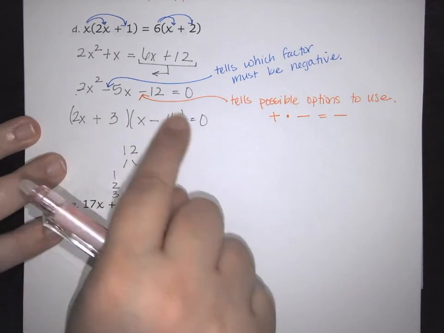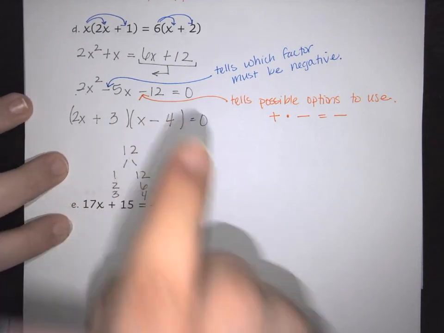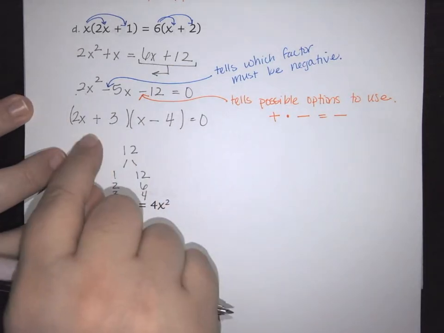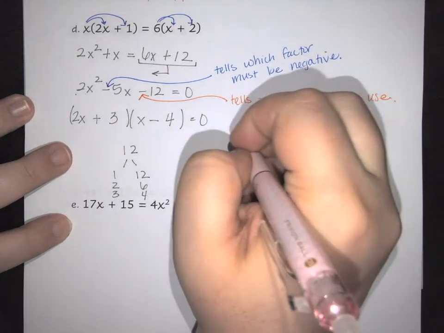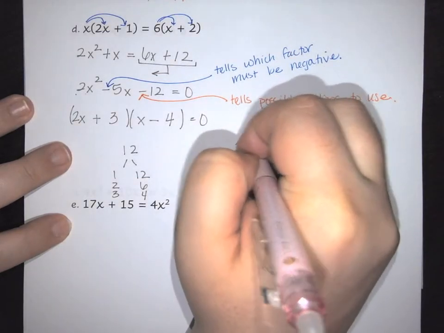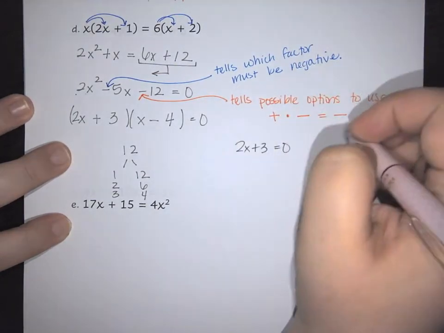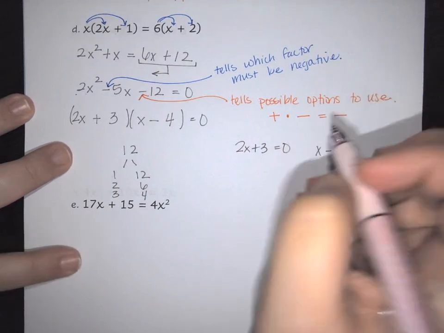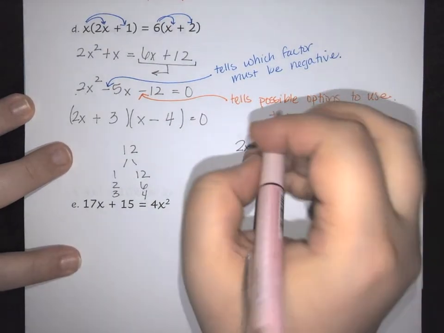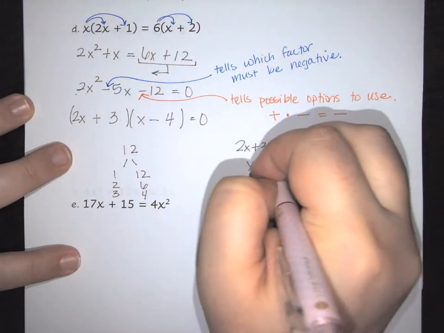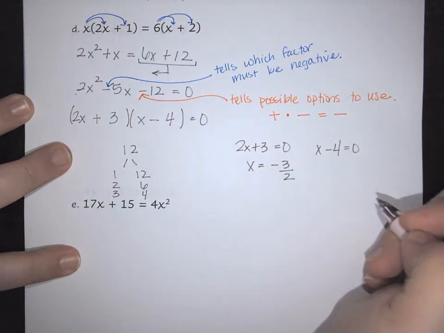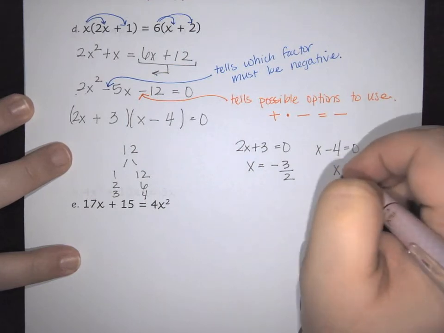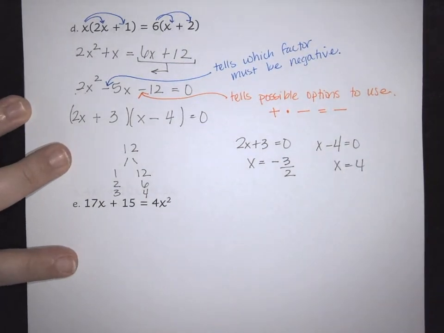Okay? So now that I have my factors, I have to go ahead and solve. I'm going to take each factor and set them equal to 0. So here I'm going to have 2x plus 3 equals 0, and x minus 4 equals 0. For my first one, I'm going to subtract 3 and divide by 2, so this is negative 3 halves. For my second factor, I'm going to add 4, so I have x equals 4.